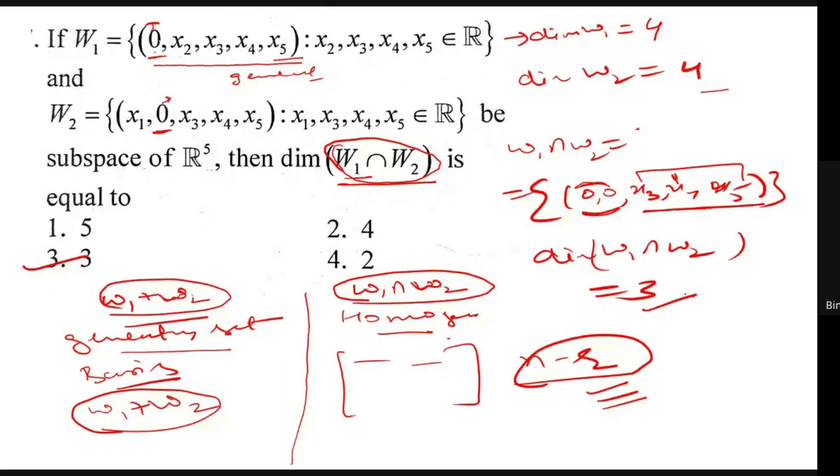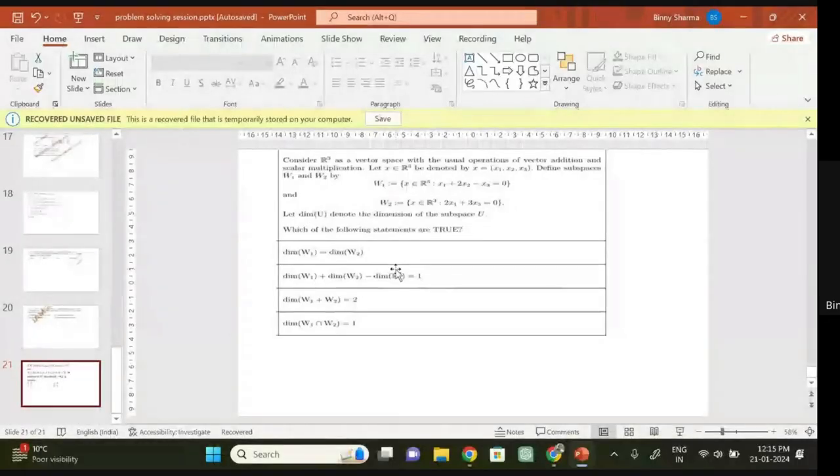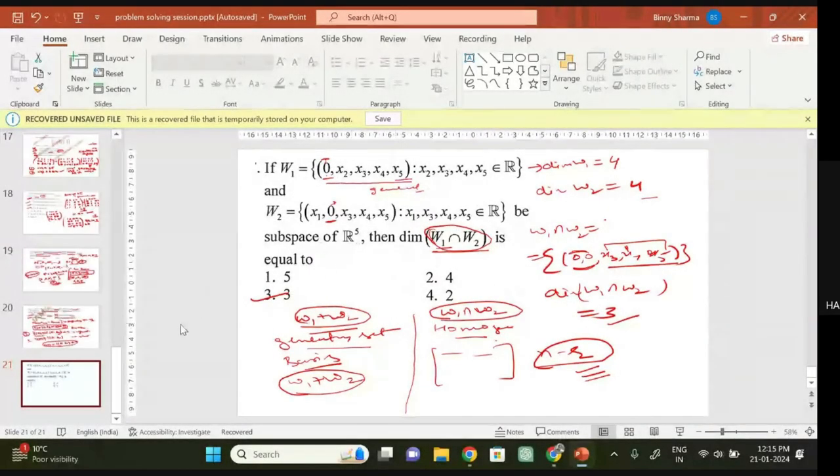So you can easily find out the dimension of W1 intersection W2. Got it? Yes, got it. Okay, so this is all from my side. Any questions from your side, you can ask. Ma'am, can you suggest some question? Yes, you can ask.